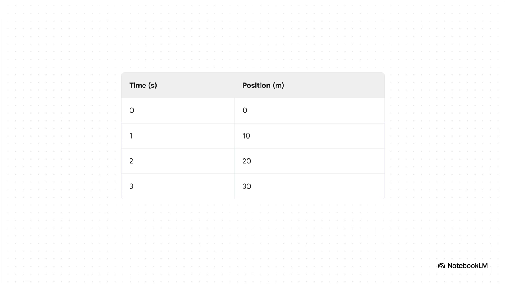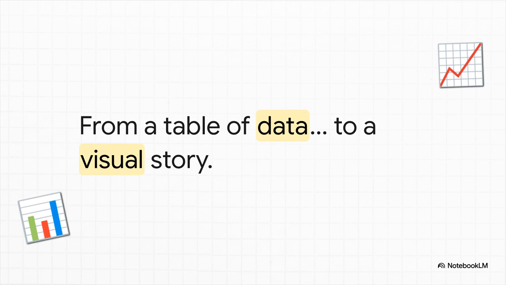You see? At time 0, our object is at position 0, the starting line. 1 second later, bam, it's at 10 meters. 2 seconds in, 20 meters. You get the idea. But let's be honest. A table of numbers is kind of boring and hard to read quickly.